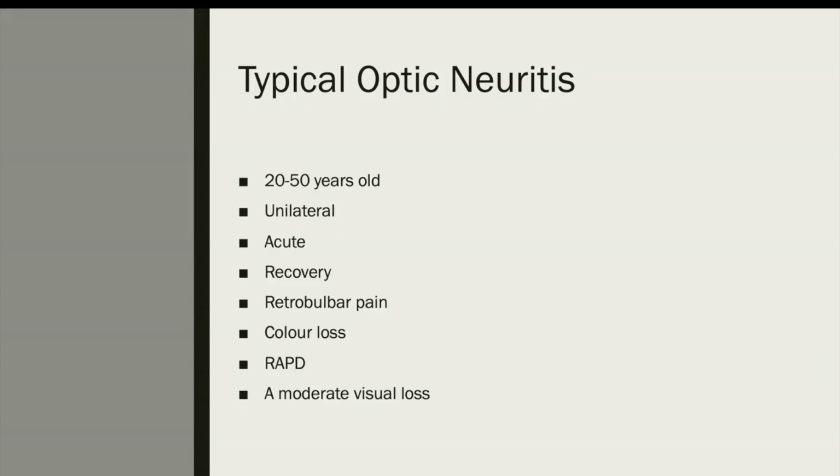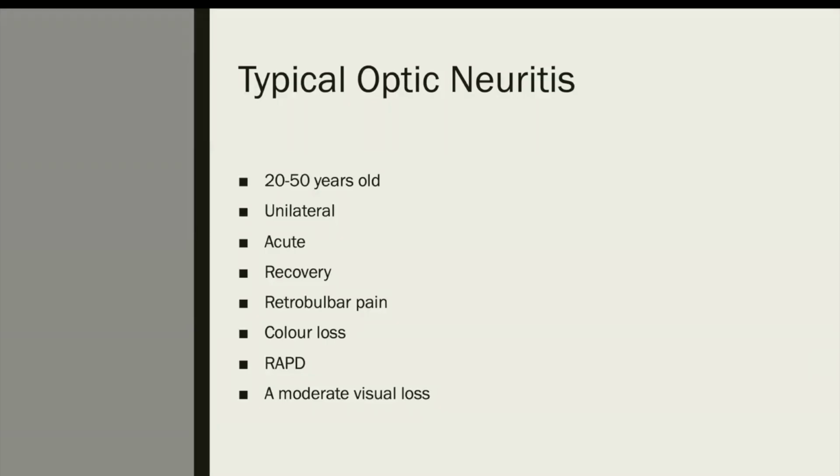So you're looking at someone who's 20 to 50 years old, it's unilateral, and it tends to be quite acute in presentation, so something over a few days. And then it tends to recover by itself. Of course, you might want to give some IV steroids for whatever reason, but these do tend to self-resolve. 90% of them, like I said, present with pain, and then you'll have features of optic neuritis.